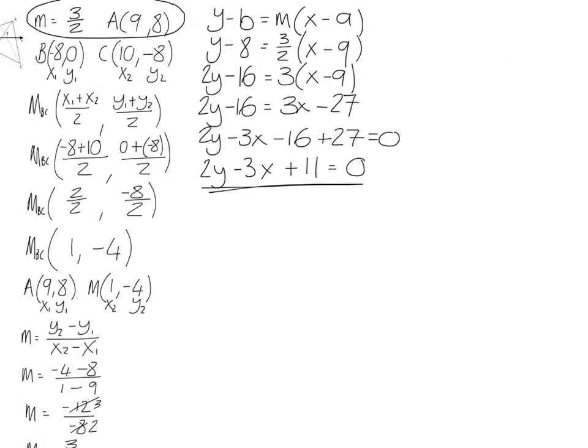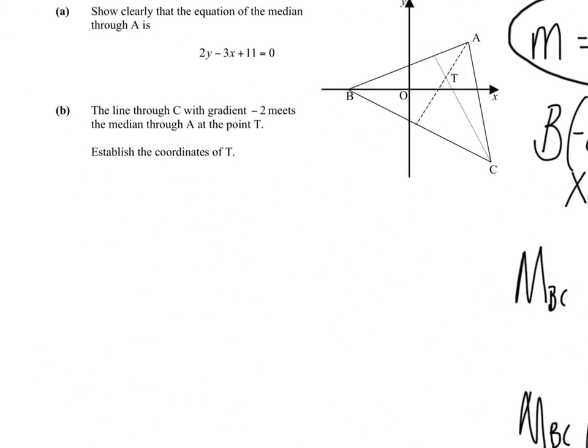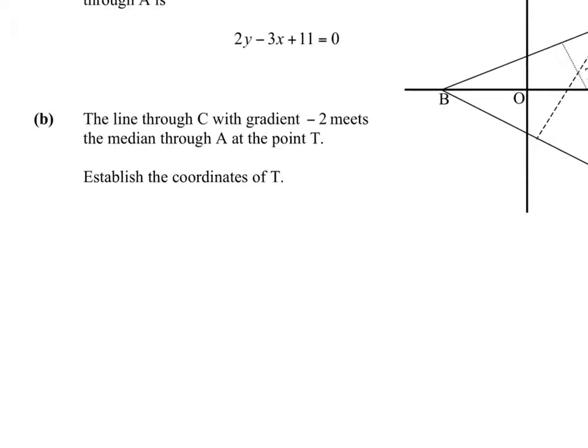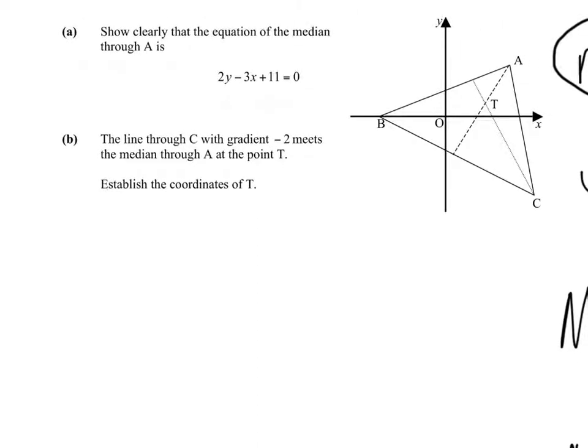Part B, if we look back at the original question, Part B tells us that the line through C with gradient -2 meets the median through A at the point T. So looking at the diagram, we can see that this line is shown also, this one here. So this line passes through point C, and we're already told that the gradient of this line is -2.